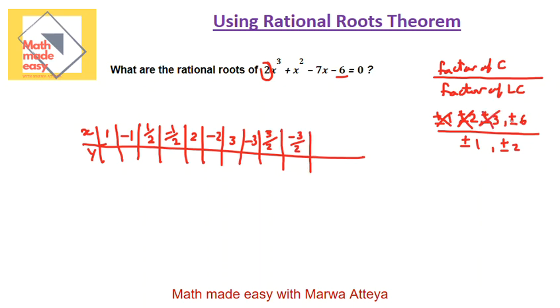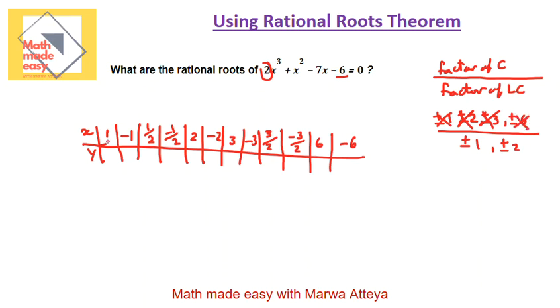Now let's look at 6. 6 divided by 1 is 6. 6 divided by negative 1 is negative 6. 6 divided by 2 is 3. I already have it, don't write it again. 6 divided by negative 2 is negative 3. Already have it, don't write it again.